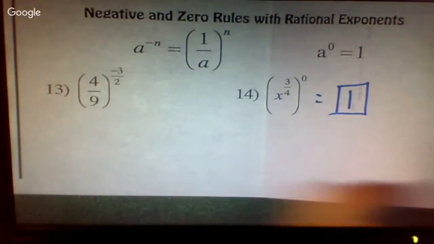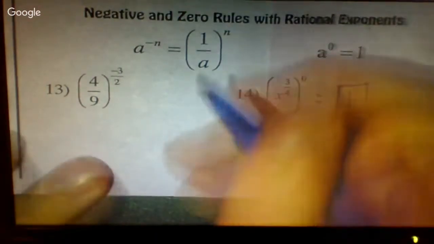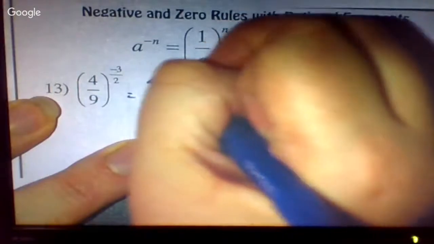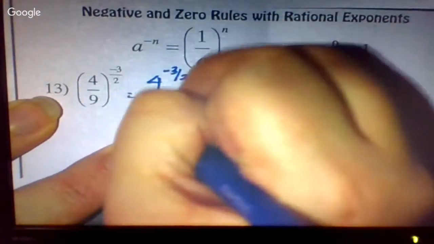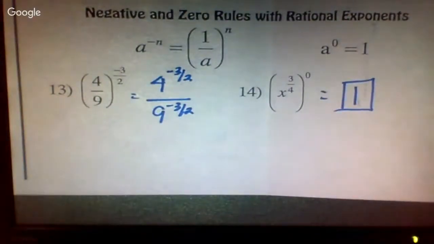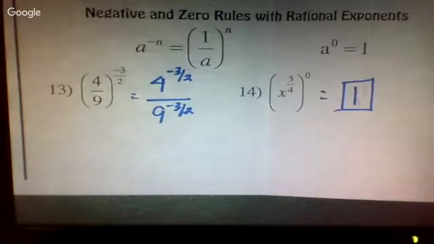I have that exponent on the outside. Well, this exponent goes with each piece in here. So this becomes 4 to the negative 3/2 and 9 to the negative 3/2. Well, 4 has an exponent of 1. 9 has an exponent of 1. So that just makes it the negative 3/2.